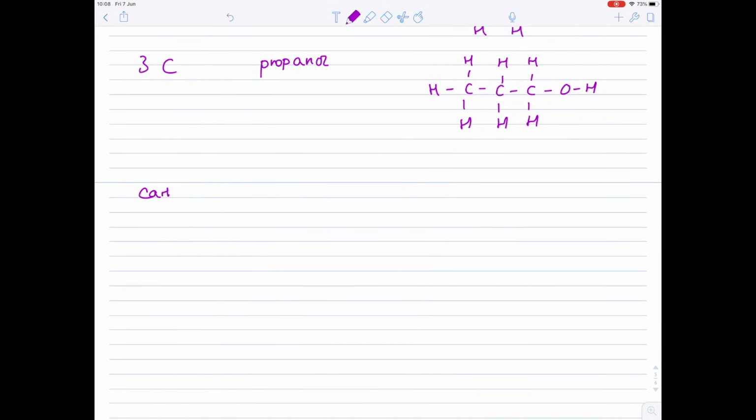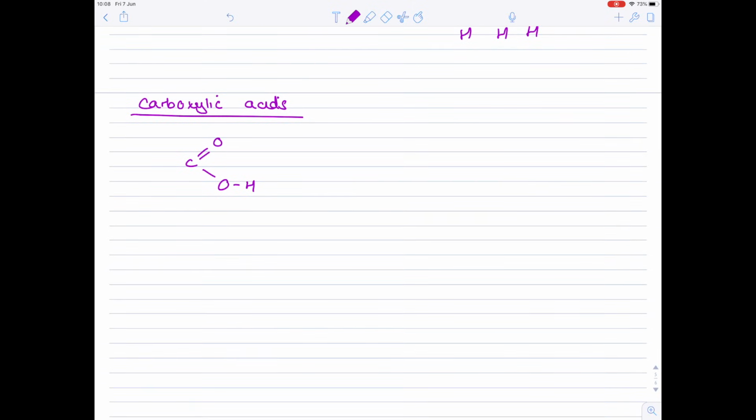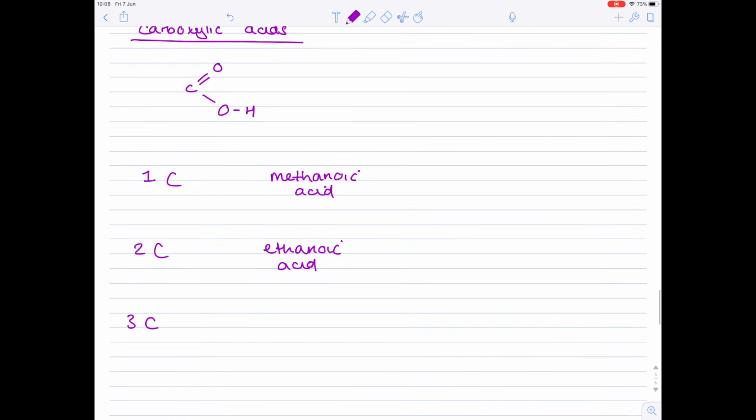Looking at the carboxylic acids now, they have a slightly different functional group, which looks like this. So, doing the same thing, looking at the first 3. Monkeys eat peanut butter, so the first one is methanoic acid. Monkeys eat ethanoic acid, peanut, propanoic acid.